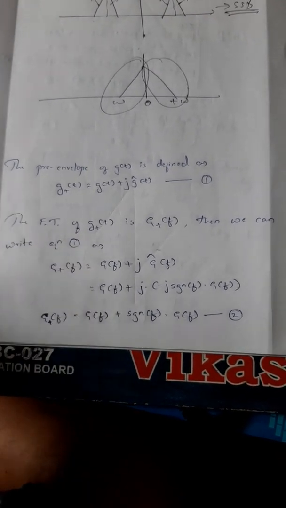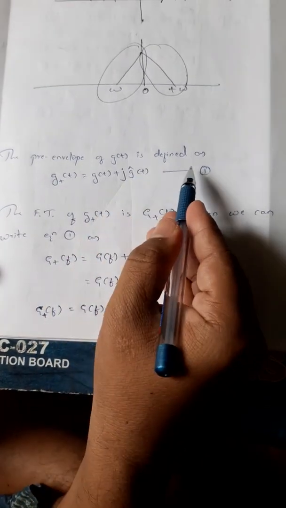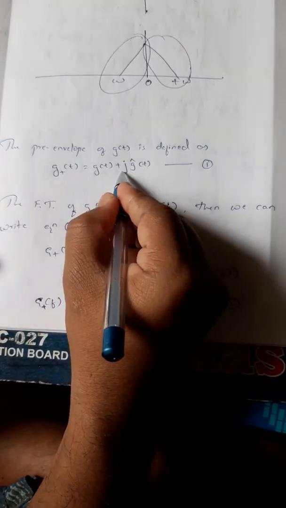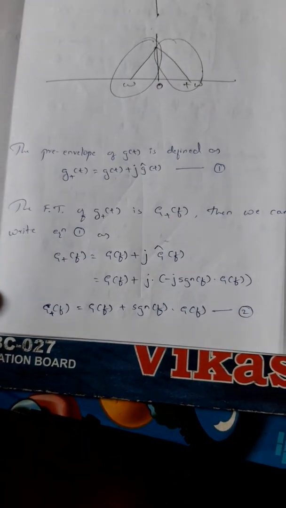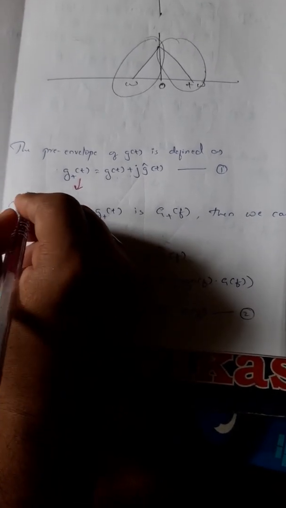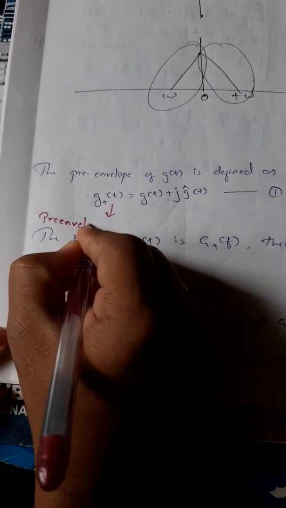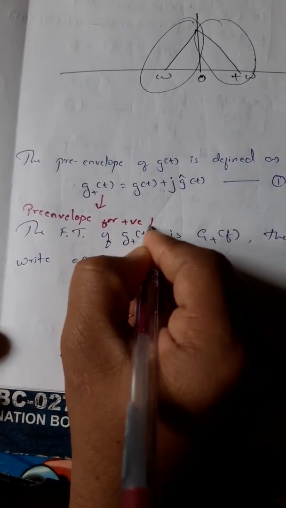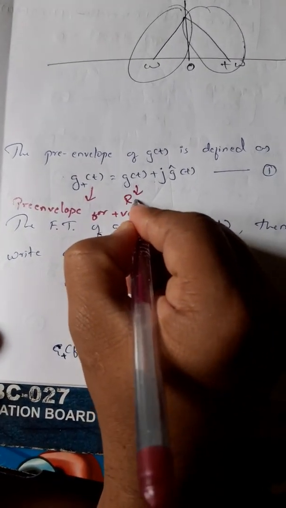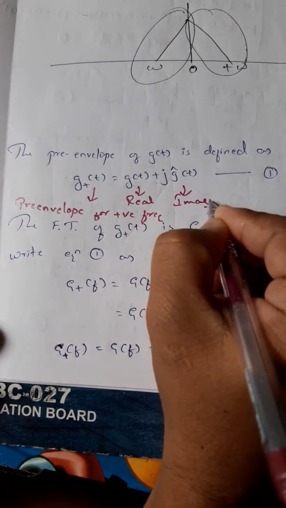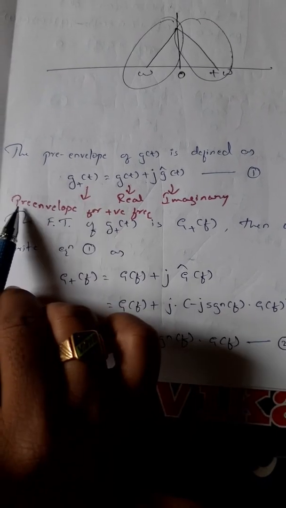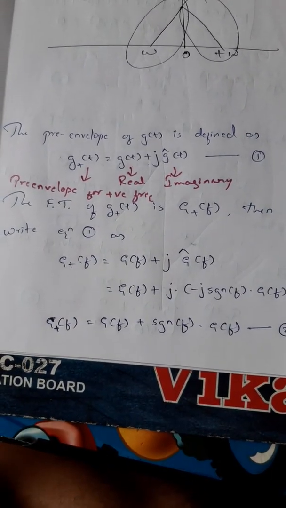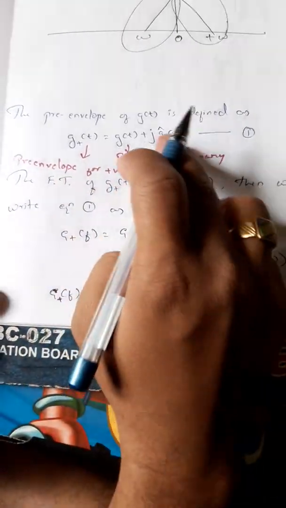So Hilbert transform, I told you that you are going to use it. So let me define one equation. The pre-envelope of g of t is defined as g plus of t is equal to g of t plus j into g cap of t. This I will call as 1. I just define this equation. And this is the pre-envelope for positive frequencies, and this is my real part, and this one is imaginary part. Remember this is plus, that means it is a pre-envelope of positive frequency. That means I want to extract the positive part now. And g of t is a real part and g cap of t is an imaginary part.